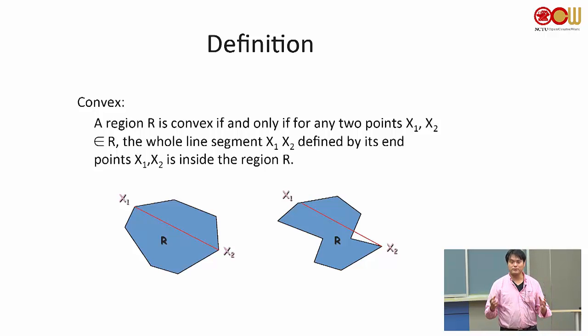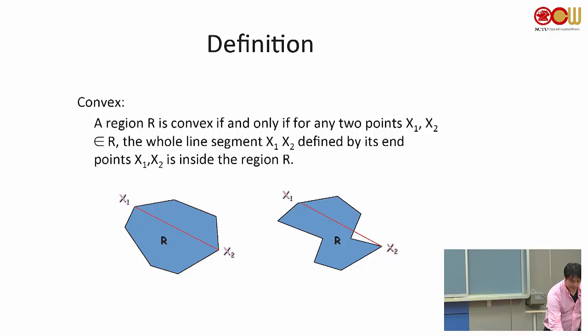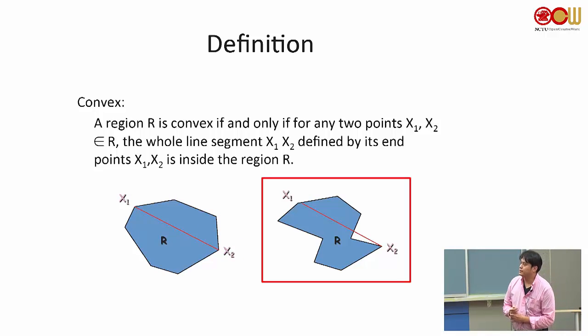Maybe if we draw something, that will make it easier. Okay, let's take a look. Suppose this is R, and we have x1 and x2 over here, and every single point in the whole line segment is inside the region. So this is convex. Let's take a look at another example. How about this? This is not convex.